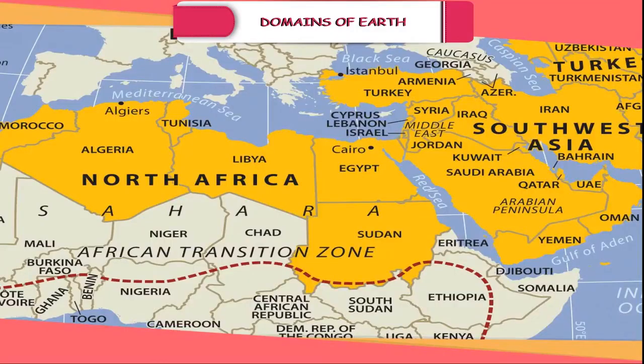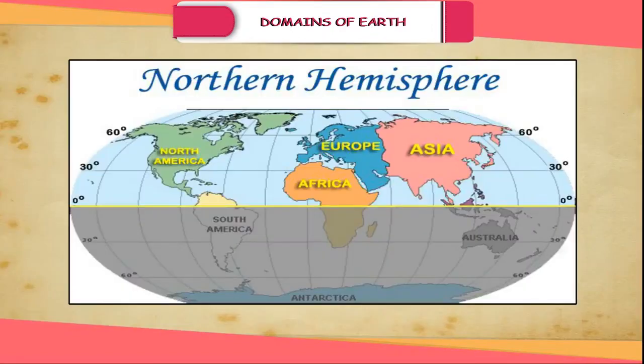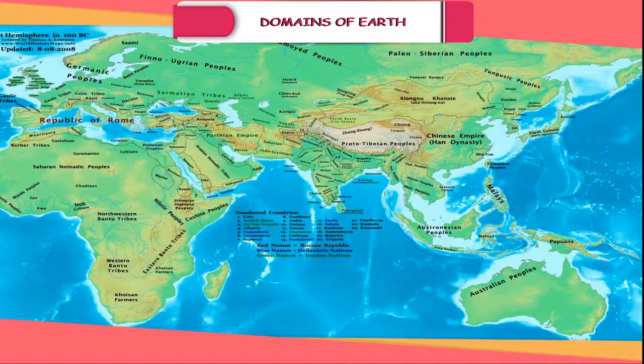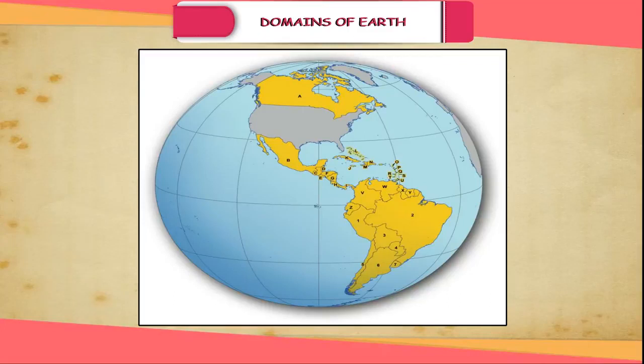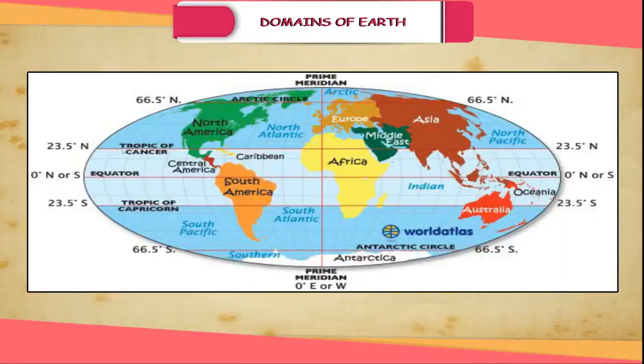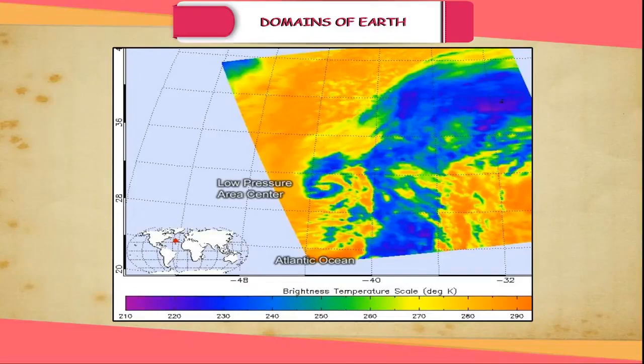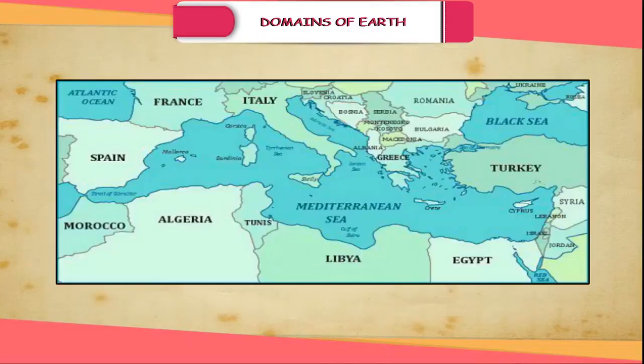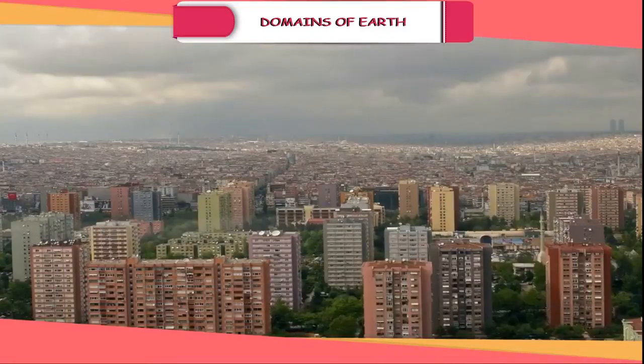Europe. This continent lies to the west of Asia and is much smaller than Asia. It lies entirely in the northern hemisphere but extends into both the eastern and the western hemispheres. The Arctic Circle passes through it. On the three sides, it is surrounded by the Atlantic Ocean, the Mediterranean Sea, and the North Sea. Europe is a densely populated continent of the world.